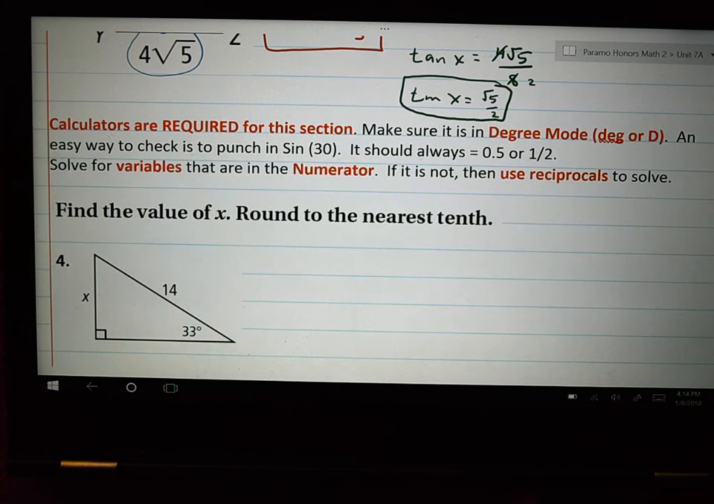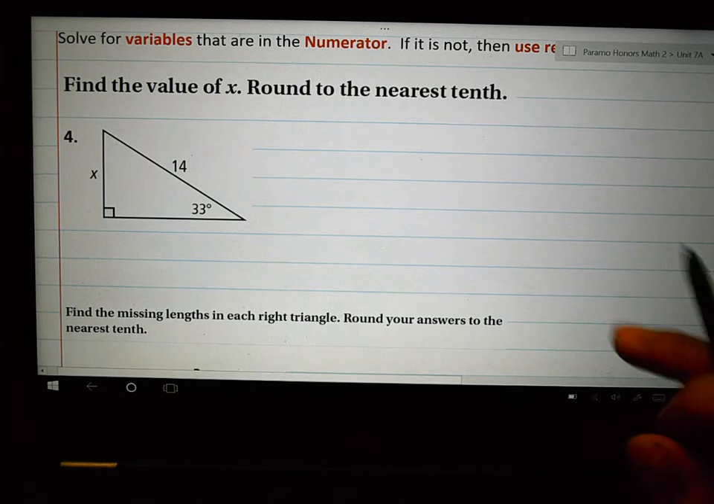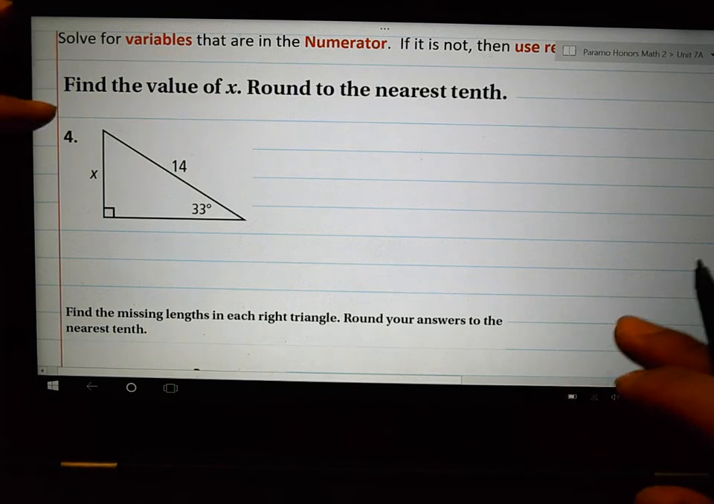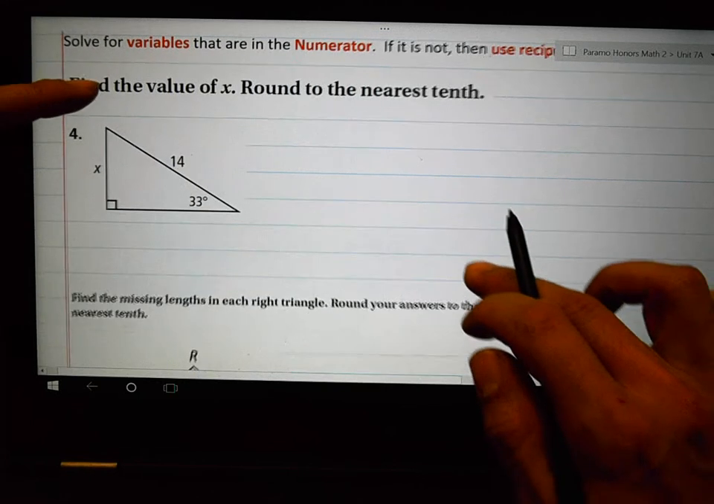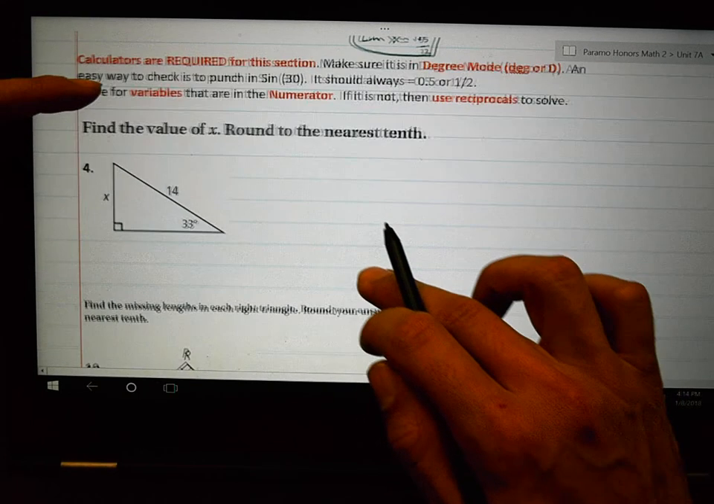So let's amp it up. You are done with those notes. Now, if you want, you can either do this in your notes or you can put this directly onto your worksheet. I have numbers 4, 10, and 15. We're going to do number 4 first.